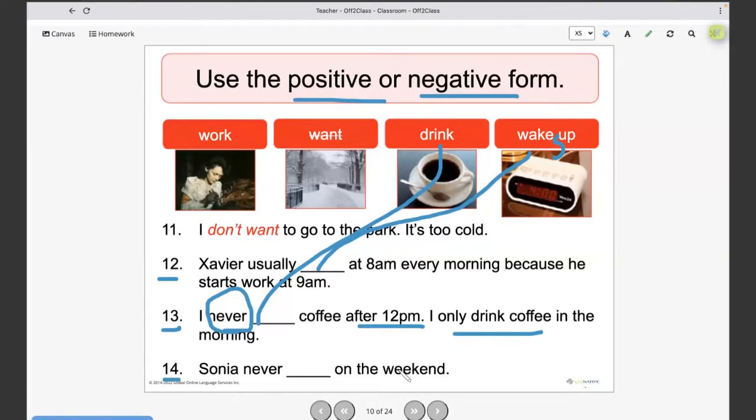Sonia never works on the weekend. Bravo. Never works. So you said works and Sonia is she. Good.